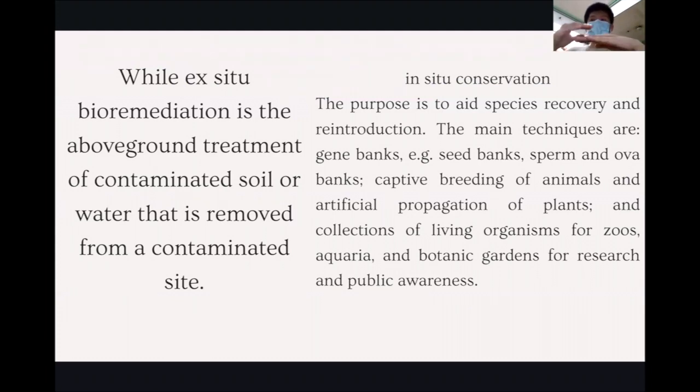So this is the surface, the part that acts like the layers for us, and it has the more important function of protecting. And then the inside is in situ conservation. The purpose is to aid species recovery and reintroduction. The main techniques are gene bank, seed bank, sperm and ovary bank, captive breeding of animals, artificial propagation of plants, and collection of living organisms for zoos, aquaria, and botanic gardens for research and public awareness.